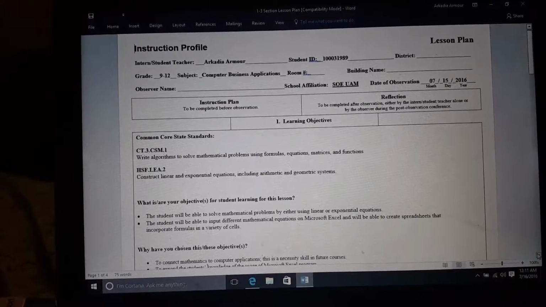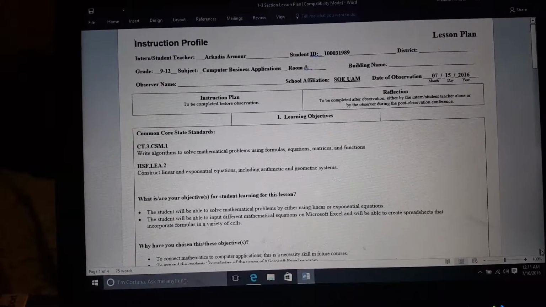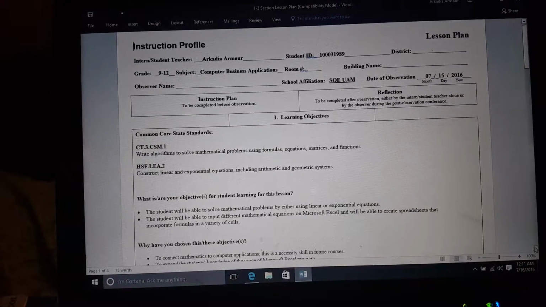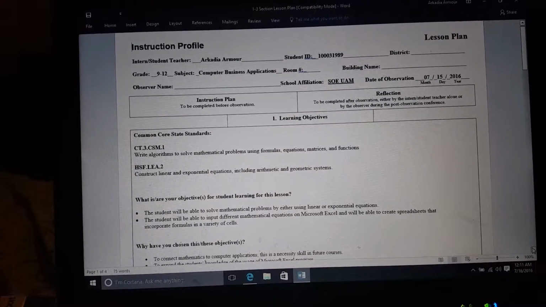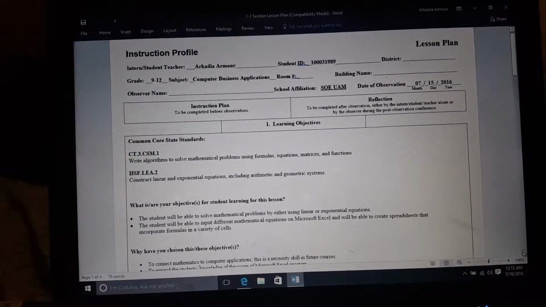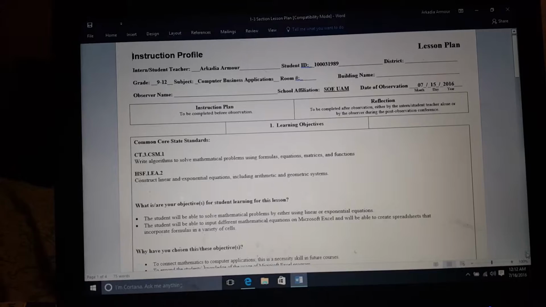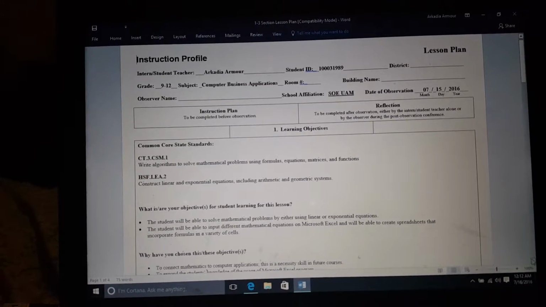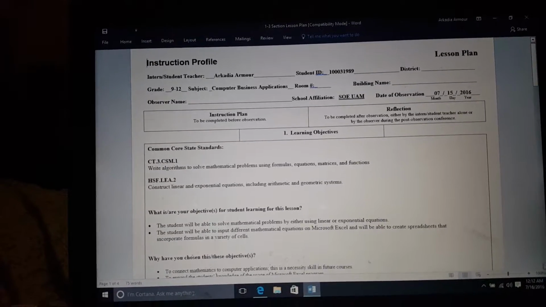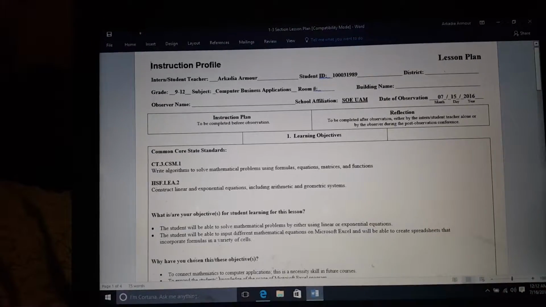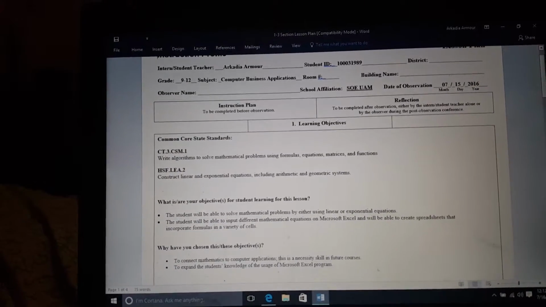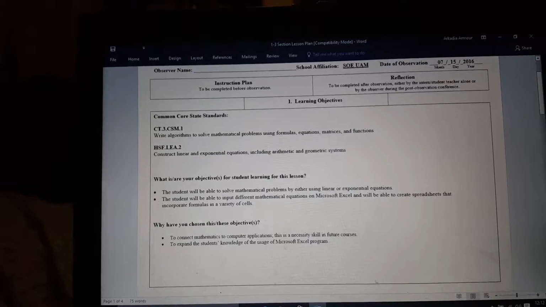What are your objectives for students to learn for this lesson? The student will be able to solve mathematical problems by either using linear or exponential equations. The student will be able to input different mathematical equations on Microsoft Excel and will be able to create spreadsheets that incorporate formulas in a variety of cells. The reason why this is so important is because if you are able to do this on paper and be able to incorporate that into a program for a business, this would be an important aspect of your whole experience with that.